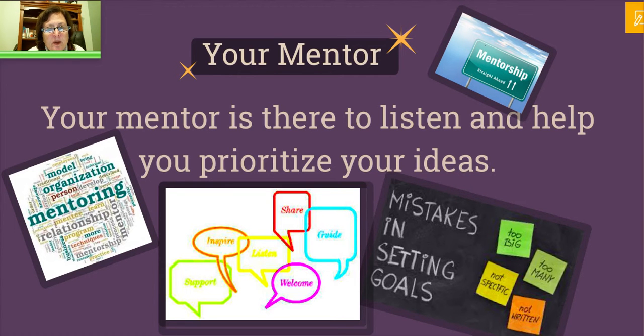Your mentor is there to listen to you, respond, give advice, help you prioritize your ideas. He or she is not there to make decisions for you, but to help you plan out your week and make sure that it coincides with your goals.